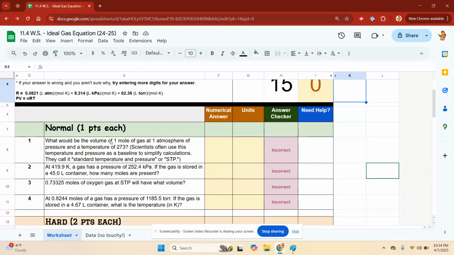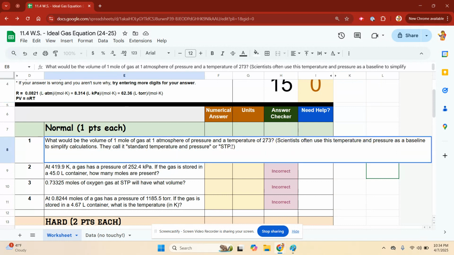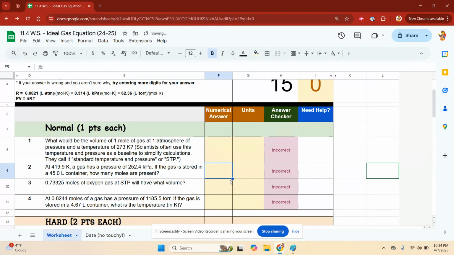What would be the volume of 1 mole of gas at 1 atmosphere of pressure and a temperature of 273, that should be Kelvin, 273 Kelvin, fixed. So let's figure out what this is.